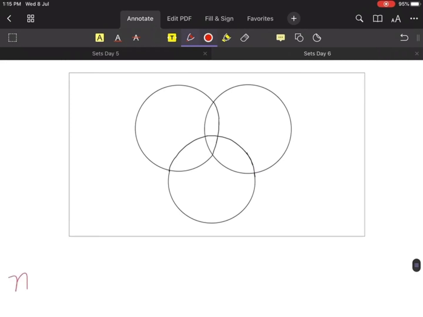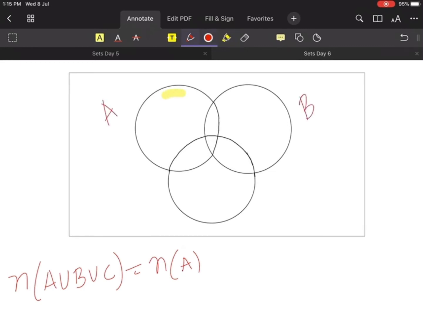Look, the formula they are asking about is N of A union B union C. So first thing I will do is write N of A. Simple as that, right? Understood? Look here. This is our A, this is our B, this is our C. So N of A will be this. Yes or no? This is our N of A. Right? Now I will add N of B with it.